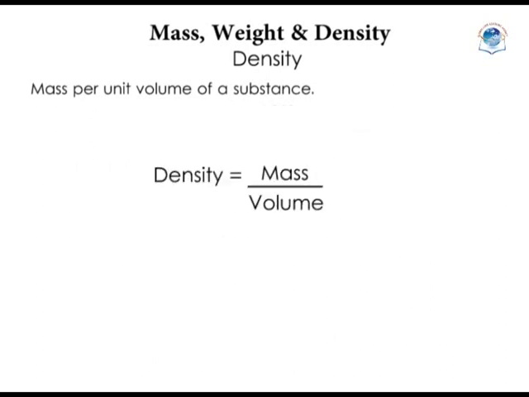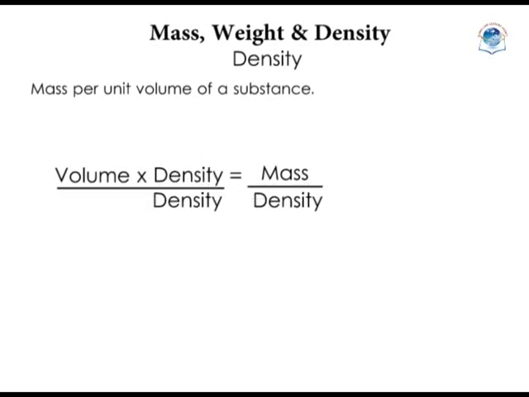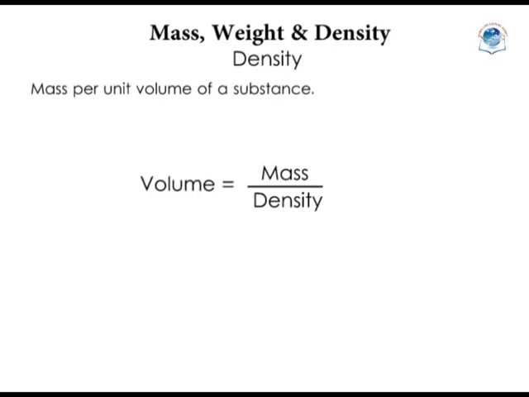Given any two quantities in this formula, we should be able to find the other. Density is equal to mass over volume. Cross multiplying, density times volume is equal to mass. If you want to find volume, you divide both sides by density, and so volume is equal to mass over density.